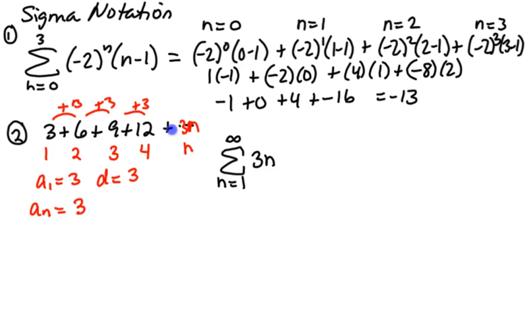And I know the explicit rule for an arithmetic sequence is a sub n is equal to a sub 1, the first term, plus n minus 1 times d, times 3. And that would have also been a perfectly good rule. And in fact, if you simplify this, 3n minus 3, you end up with 3n. So it's exactly the same thing as you did just by looking at the pattern in the terms.